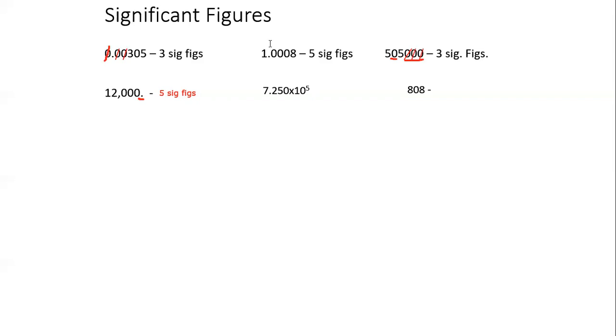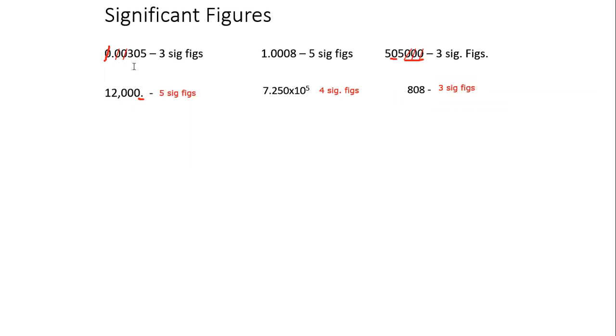Next, we have a number in scientific notation. Remember, all digits in scientific notation are significant. So this would be 4 significant figures. And then lastly, 808, we have a captive zero. So this zero would also be significant. So it would have 3 significant figures.